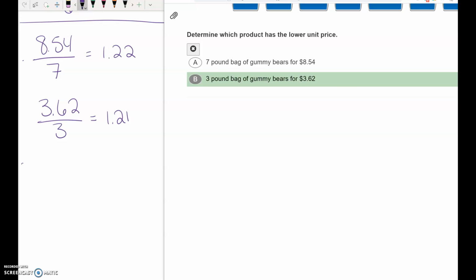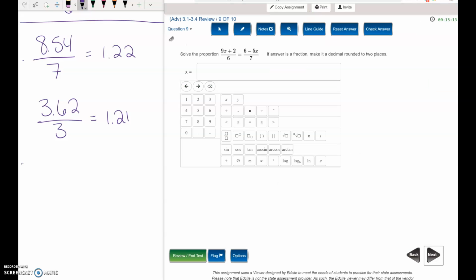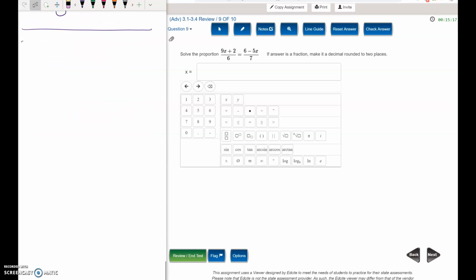Honestly, for 1 cent difference, I would probably still buy the 7-pound bag of gummy bears, because who doesn't want a 7-pound bag of gummy bears, right? Or is that just me? Okay. I like gummy bears.